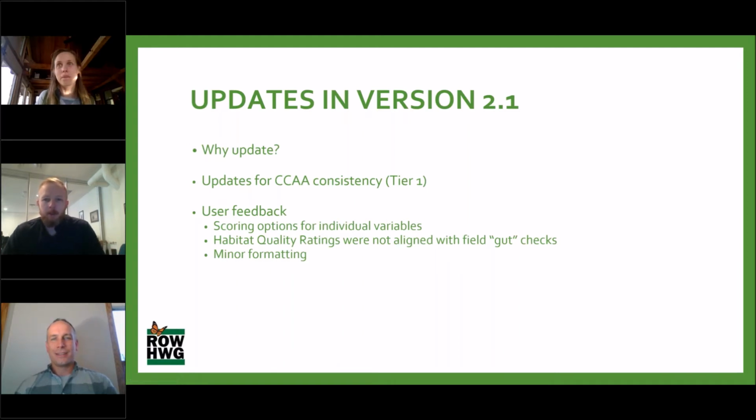So today I'll be walking you through some of the changes made to the Pollinator Scorecards to reach version 2.1. And I'll also provide a simple example of how the scorecards can be used as part of a vegetation monitoring program with a special focus on using the scorecards on adopted acres for the CCAA. So why update? Well, first, the Monarch Butterfly CCAA was finalized earlier this year, and we wanted to make a few changes just to bring the scorecards to be more consistent with the CCAA, and we'll see those changes in Tier 1.